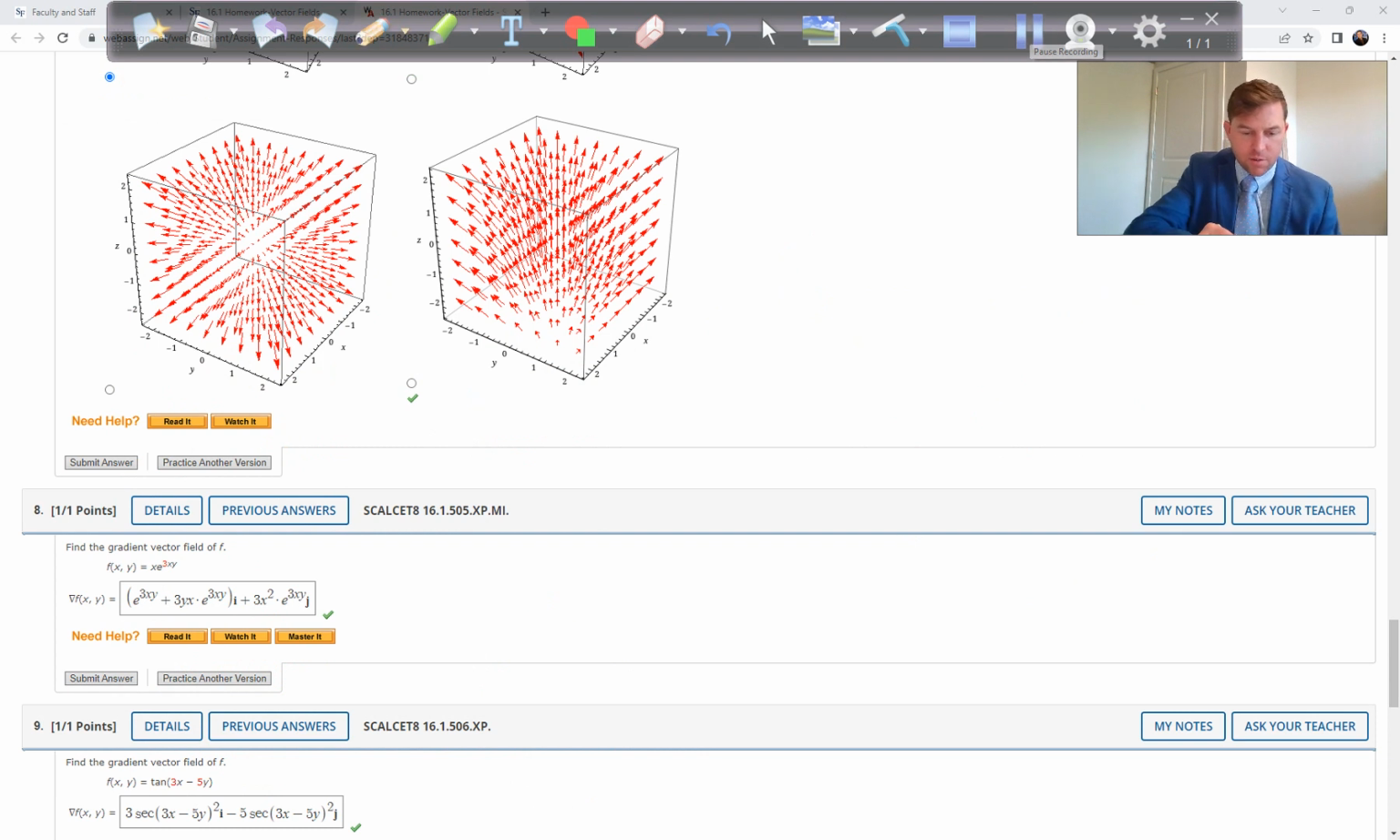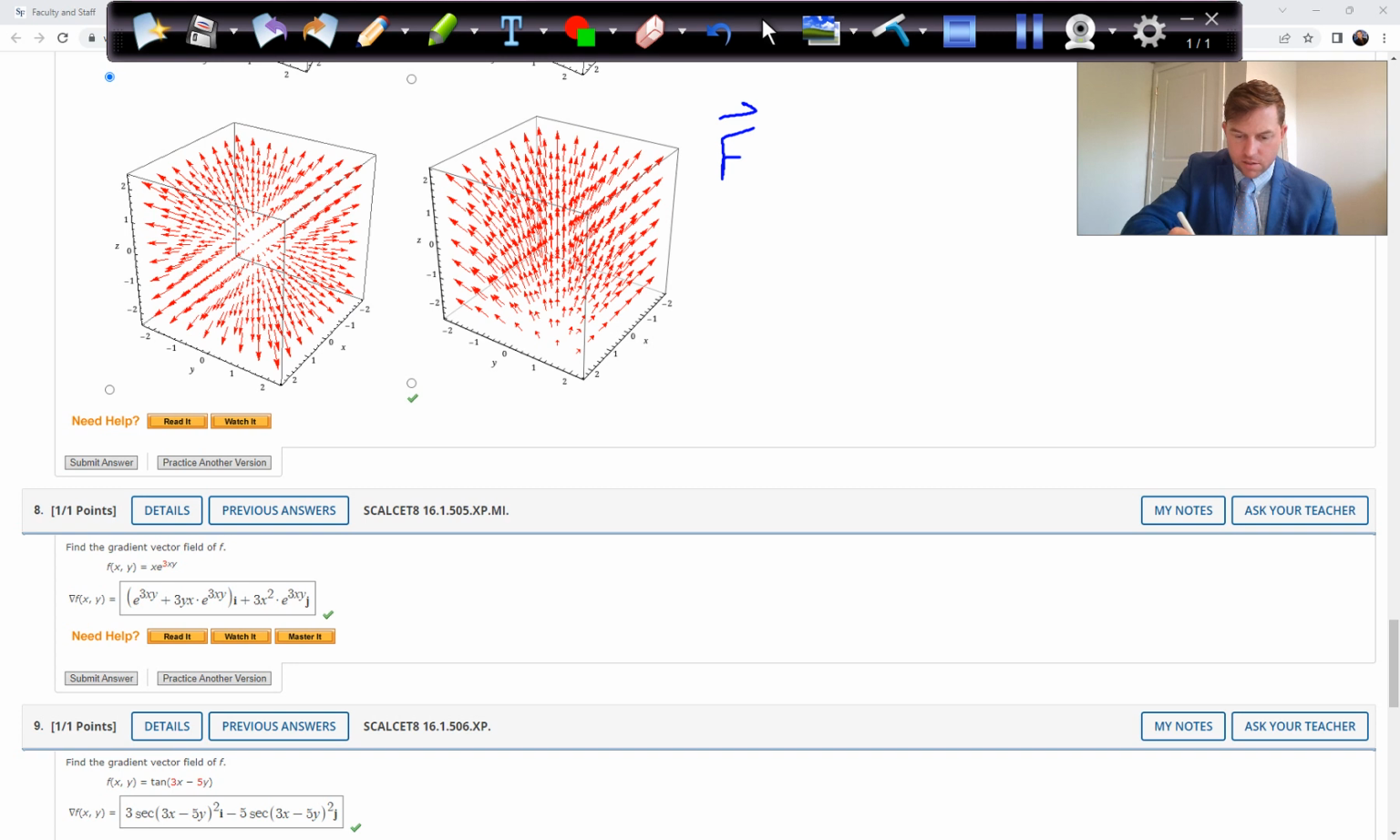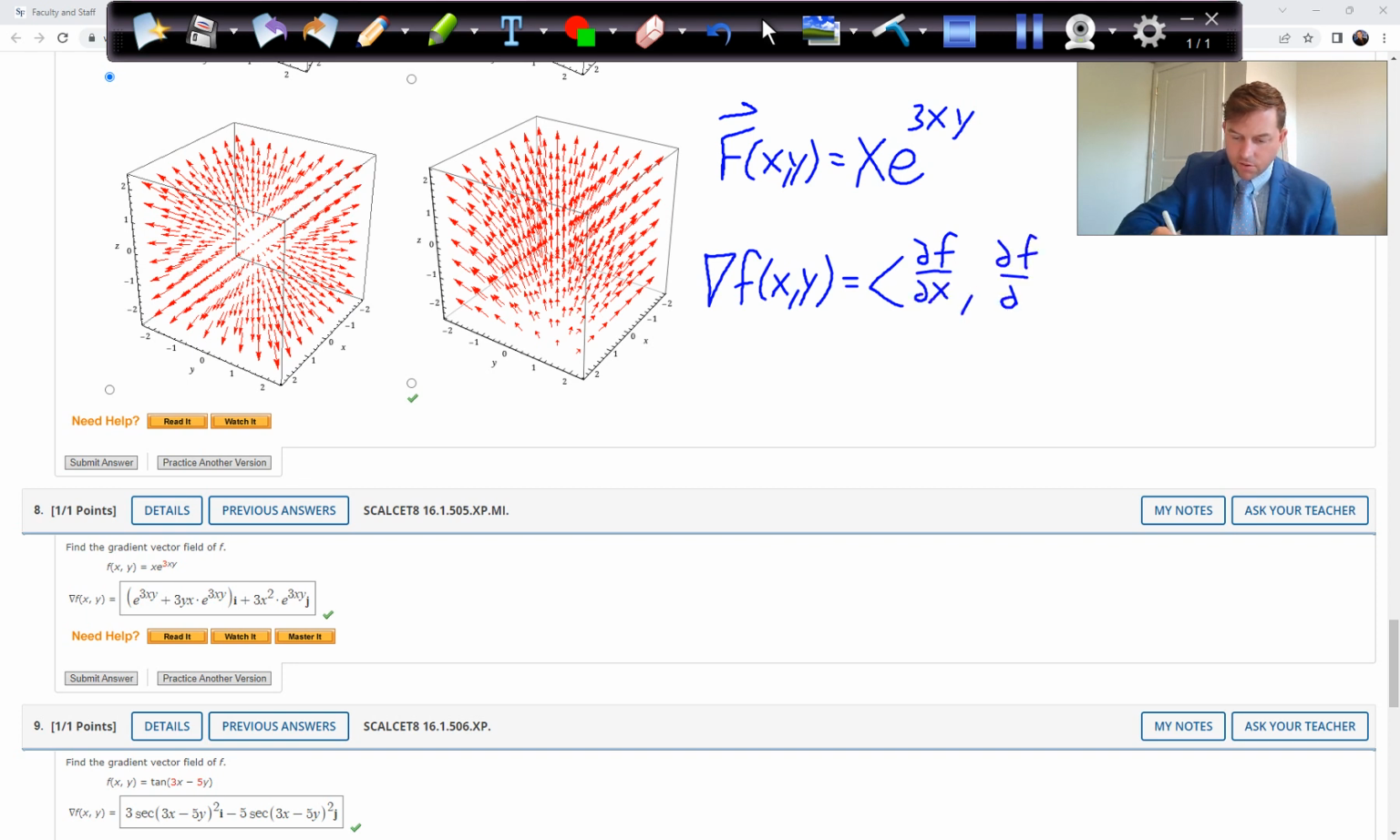Okay, problem 8 is going to be more like we're used to, where we actually have to do calculus. So we have the function in 2 dimensions, f(x, y) equals x times e to the 3xy, and they want us to find the gradient vector. So the gradient vector is equal to the partial derivative of f with respect to x and the partial derivative of f with respect to y in this vector notation.